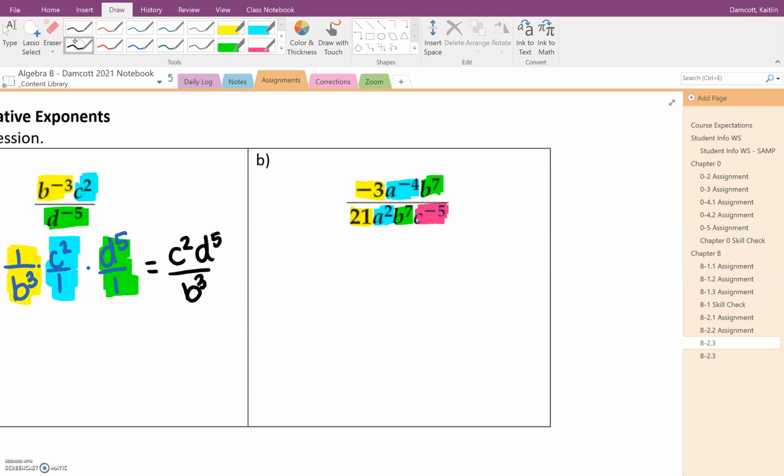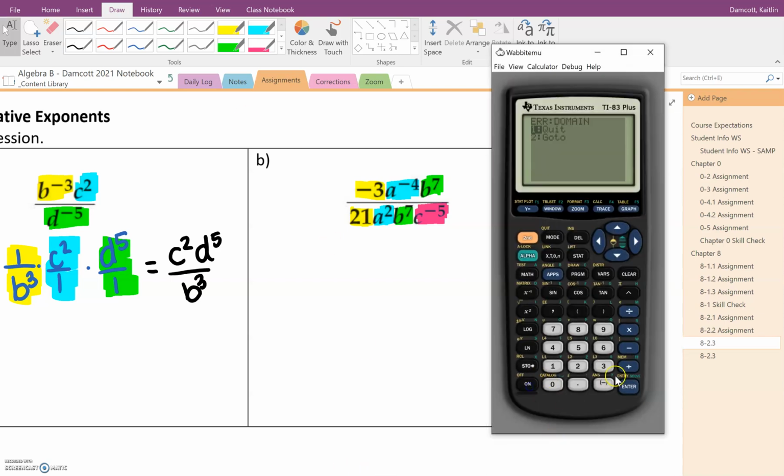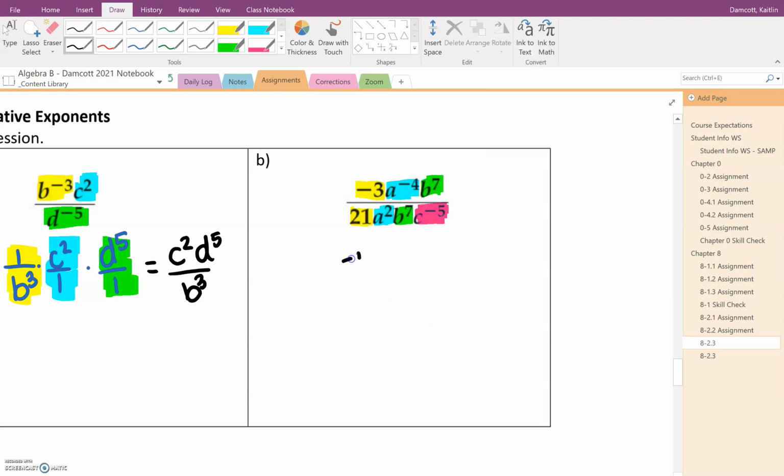So what we're going to do is first simplify those numbers. So I've got negative 3 over 21. For me, I'm going to go to my calculator and plug that in. So I've got negative 3 divided by 21, enter. I get this weird decimal. Decimals are not our friends, so we turn it into a fraction, and it comes out to be negative 1/7. So I'm going to start with that. So the yellow piece was negative 1/7.